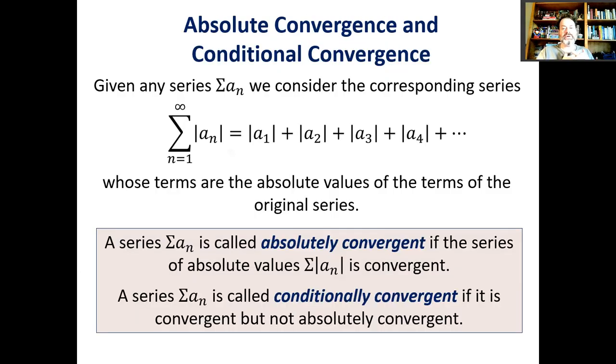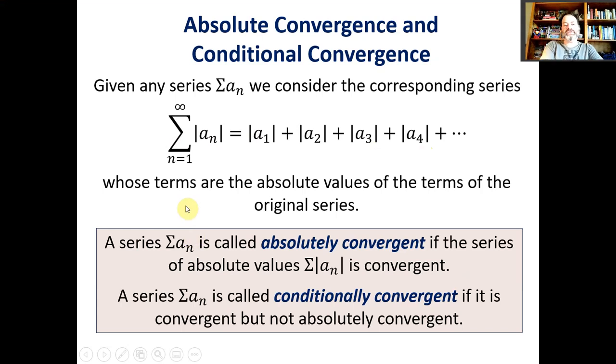All right, now we're going to introduce another idea. This is the last of our types of convergence that we're going to learn: absolute convergence and conditional convergence. If I have a series, we consider the corresponding series of the absolute value of each term, right? So why do we look at absolute values? Why does that matter? What happens?